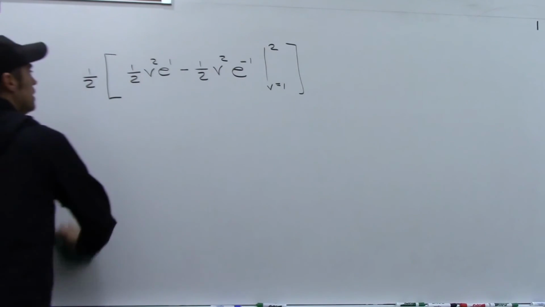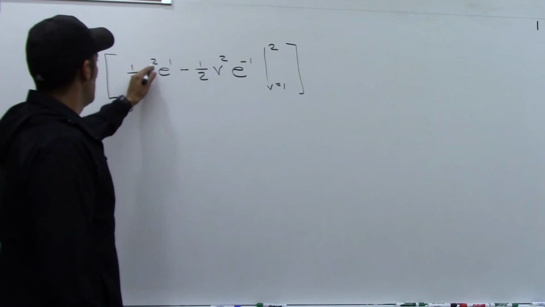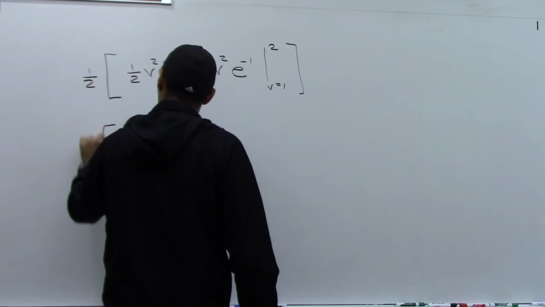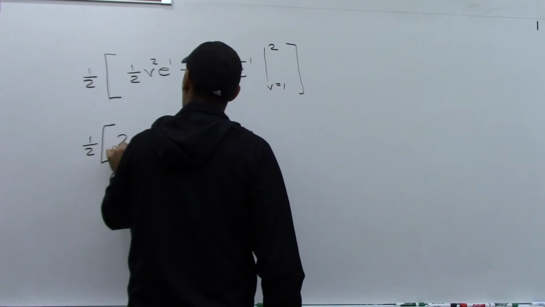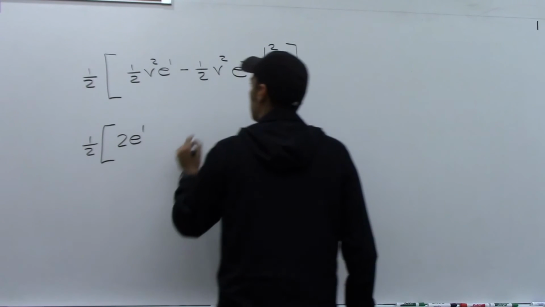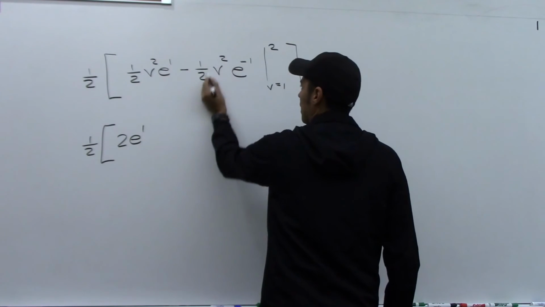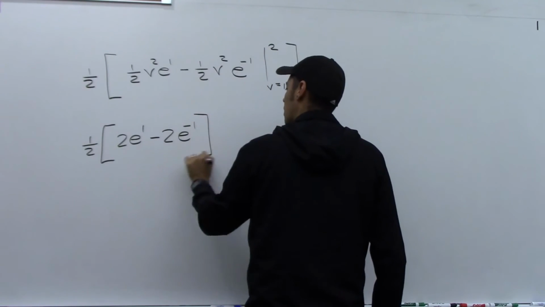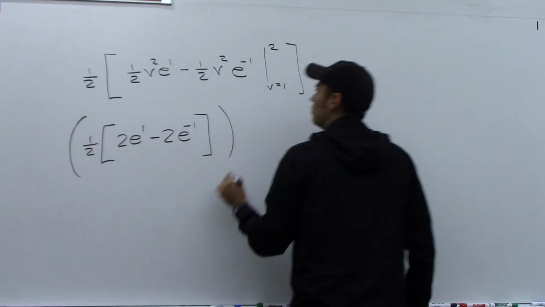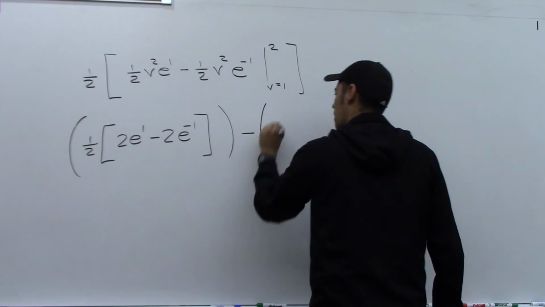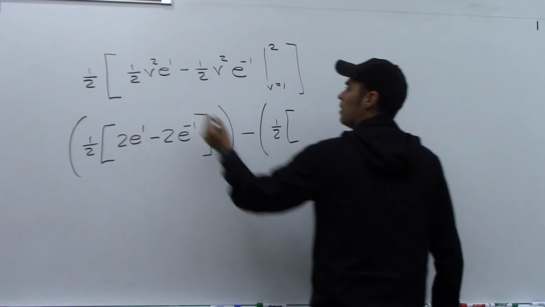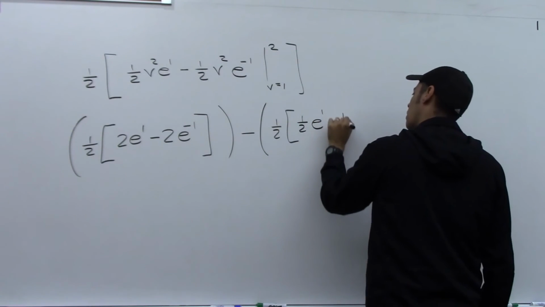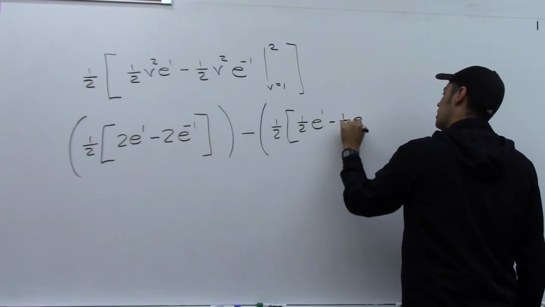So let's let v be 2. 2 squared is 4. Half of 4 is 2. So I get 2 e to the 1, and when I plug in 2 here, I get the same thing, minus 2 e to the negative 1. Okay, that's what I get when I plug in 2. Minus 1/2, let's plug in 1. So you get 1/2 e to the 1 minus 1/2 e to the negative 1.